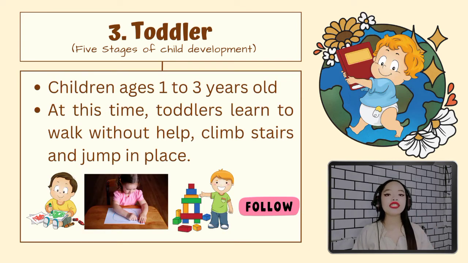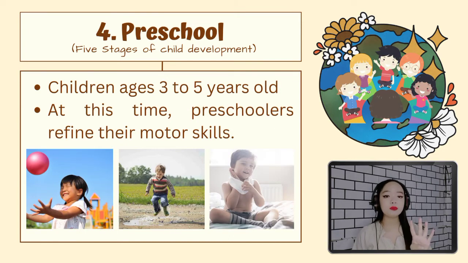The third stage is toddlers, which refers to children ages 1 to 3 years old. At this time, toddlers learn to walk without help, climb stairs, and jump in place. They can even hold a crayon, draw a circle, stack one block on top of another, use short sentences, and even follow simple instructions. The fourth stage is preschool, which refers to children ages 3 to 5 years old.